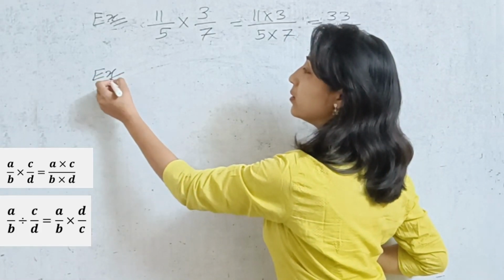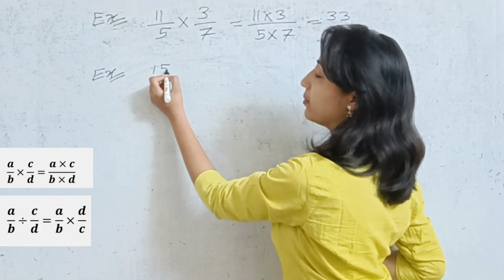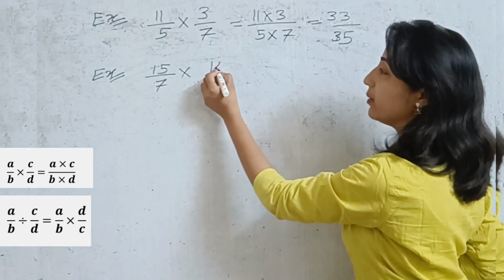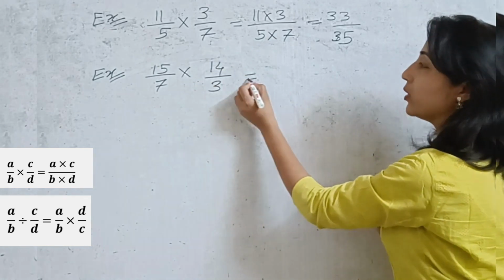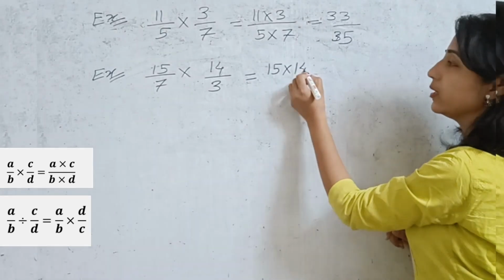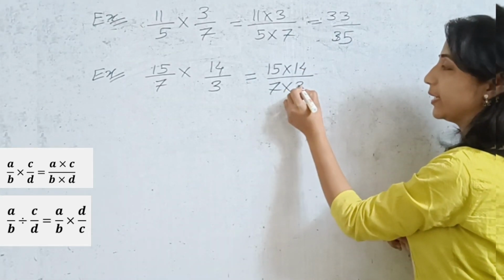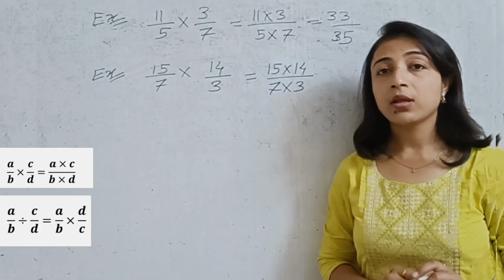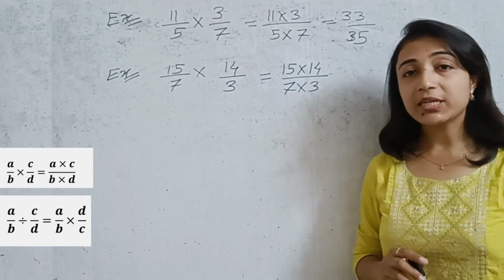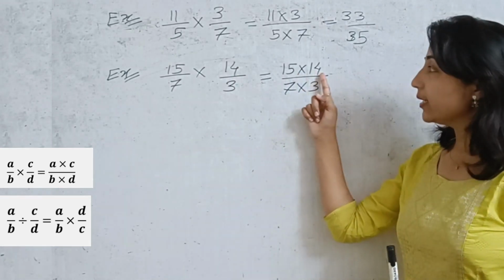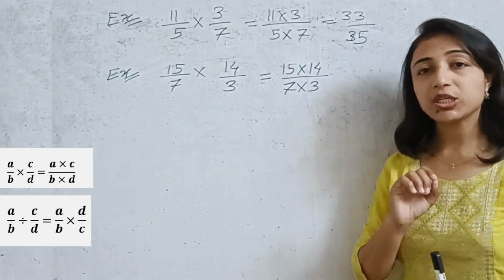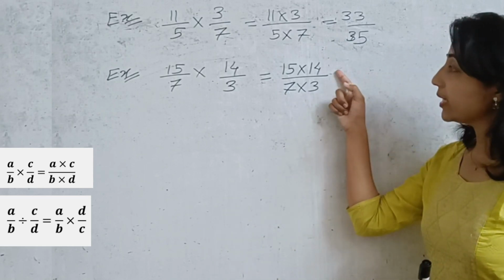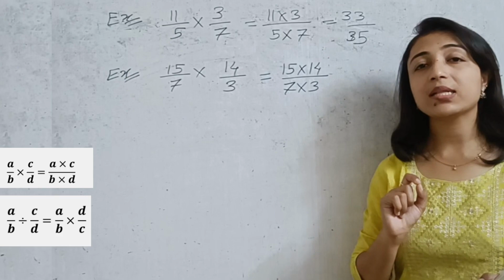Let's suppose the numbers contain some similar factors, for example 15 by 7 multiplied by 14 by 3. Now the product of numerator is 15 into 14 divided by the product of denominator directly. So in multiplication we can take the product of numerator and product of denominator directly. Now here you must remember that if there is a multiplication symbol in the numerator, and all quantities are multiplication in the denominator, then you can cancel out numerator and denominator if they are contained in the same table.